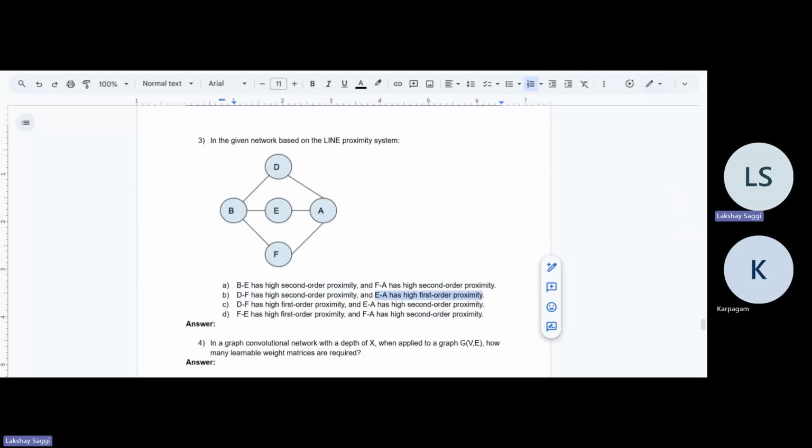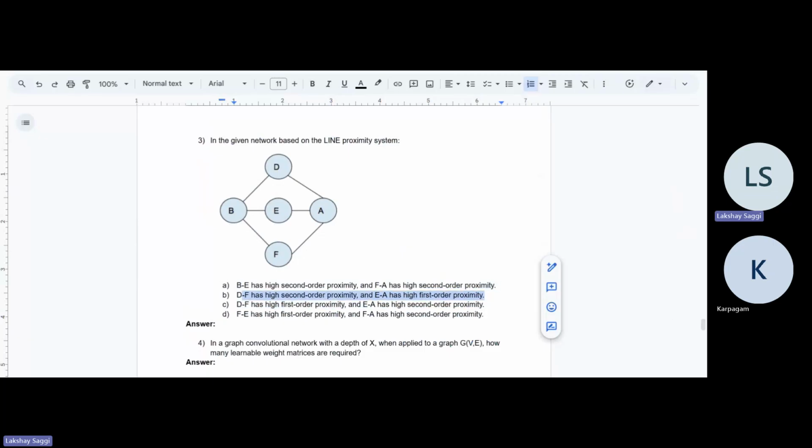The second option is that EA has high first order proximity. Note that E and A are directly connected by an edge, so they will definitely have high first order proximity. Karpagam, you can look into the lectures again, but from what I just described you have a sufficient idea to answer the question. So option B is correct.